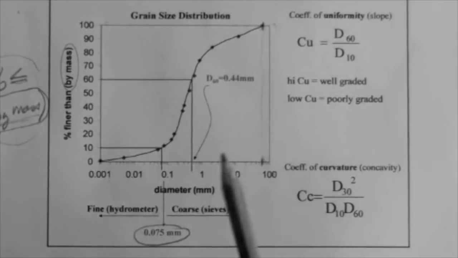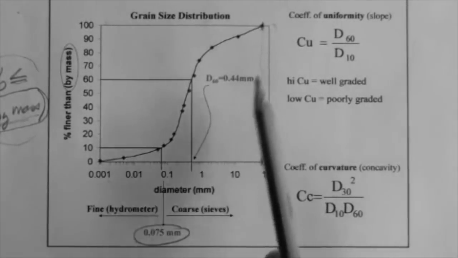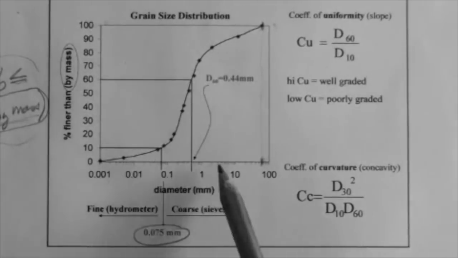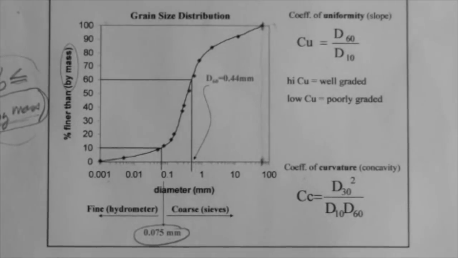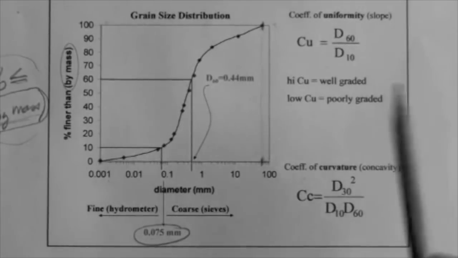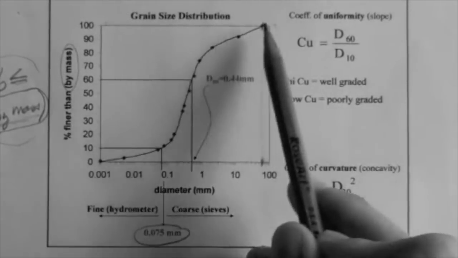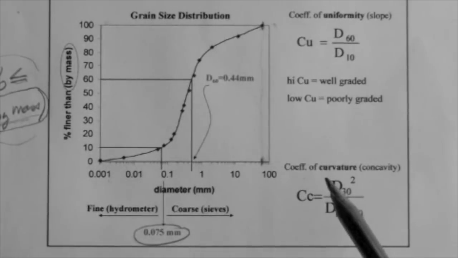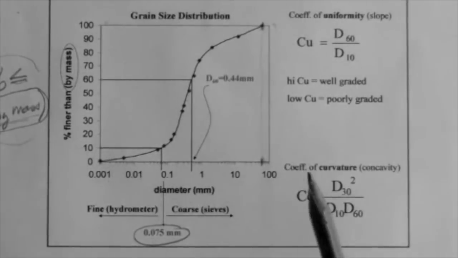Alright, now you're going to learn later on how we actually use this data to characterize the soil, that is, to formally classify the soil, meaning give it a specific engineering name. But that comes later. What we need to know is how to characterize this curve that we get based on parameters that we can get for it.